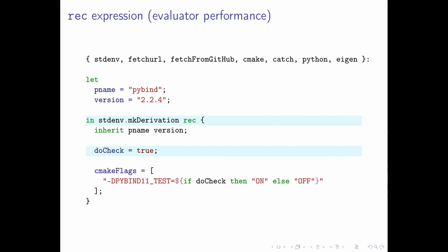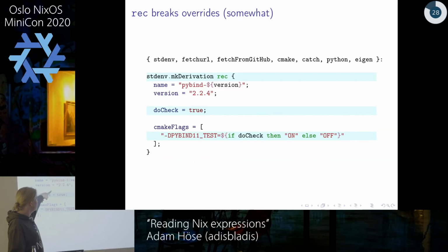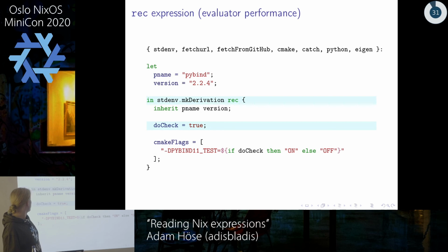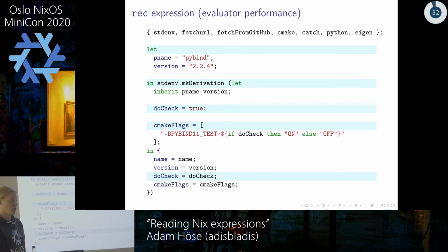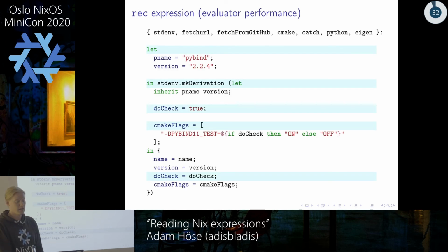Because if we look at this one again, what actually happens to this rec thing is it gets desugared into something sort of like this. But if we have both a let and a recursive attribute set, we have now created 2 scopes, which will increase memory in the Nix evaluator. So I would most of the time just say, don't use the rec keyword, just use a let block up there, and things are much easier to reason about.